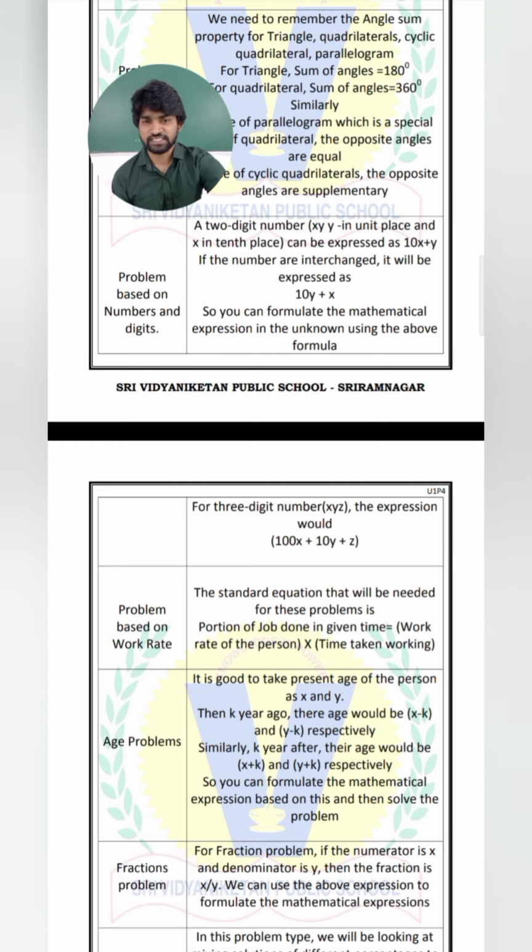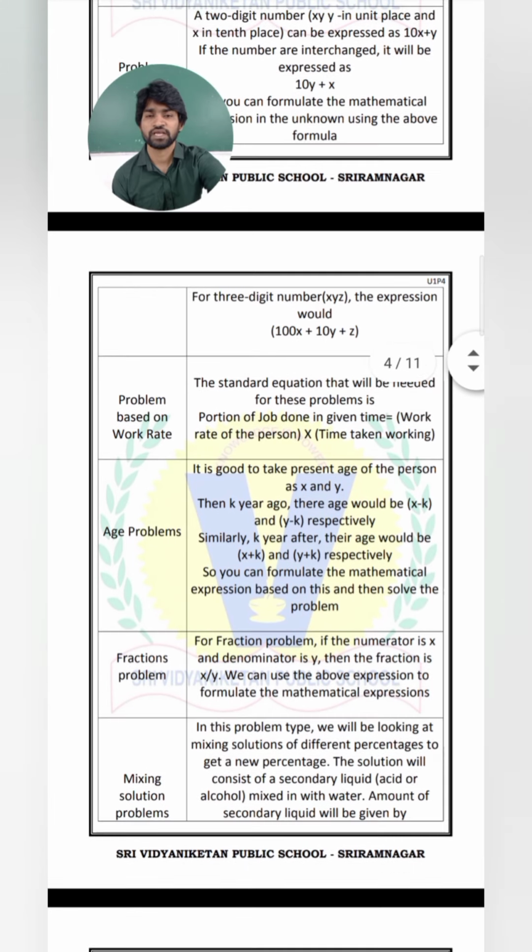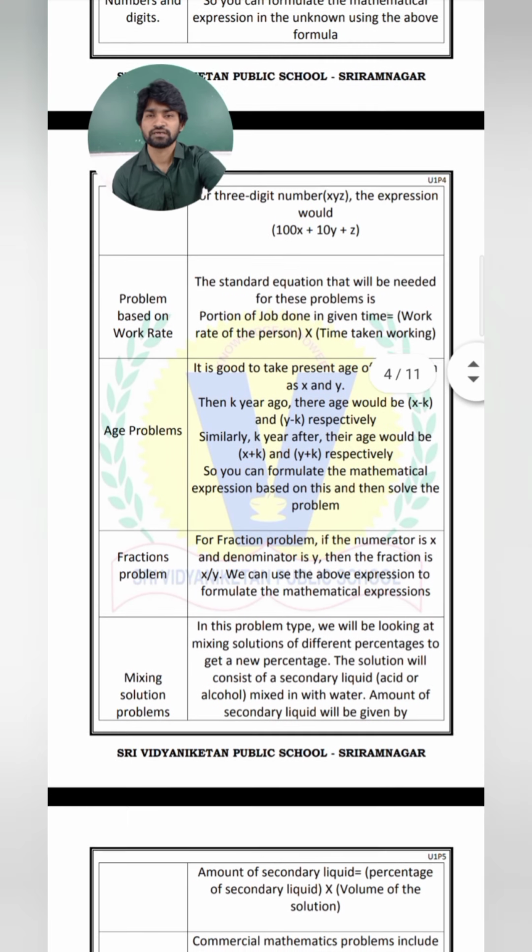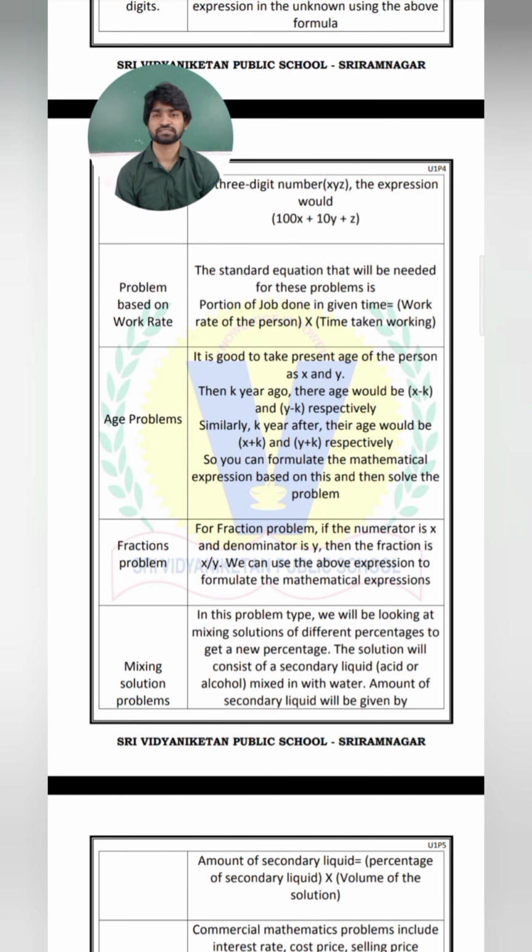What about a three-digit number? In which form will it be? xyz means after the tens place, the hundreds place. That is 100x plus 10y plus z, or you can write 100z plus 10y plus x also. But whatever you are assuming, you should be very careful. So we'll see the next problem.